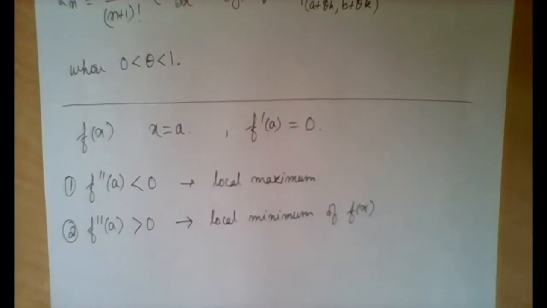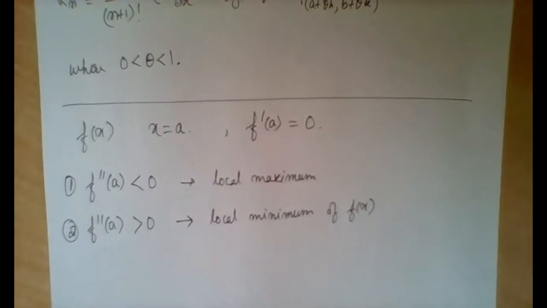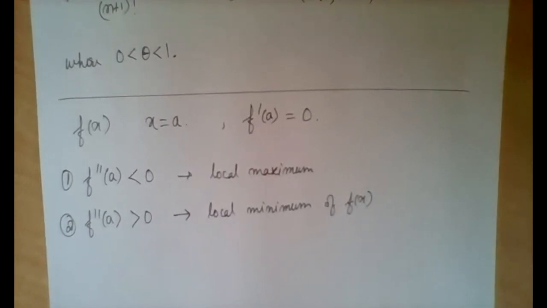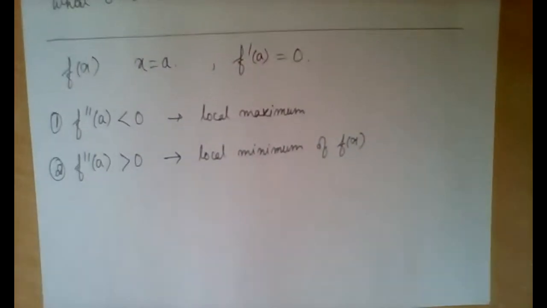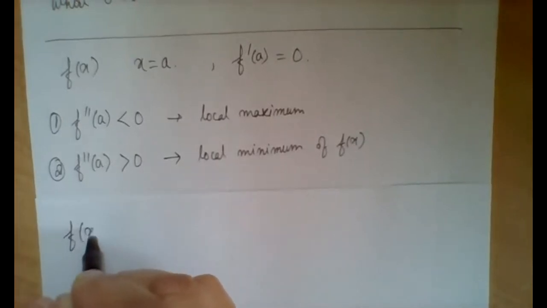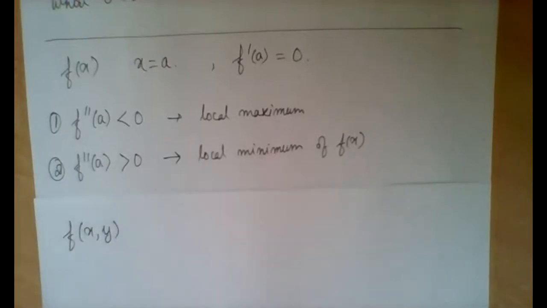We can extend this idea to a function of two variables, for local maximum and local minimum values. Suppose my function f is a function of two variables. It depends upon two variables x and y.